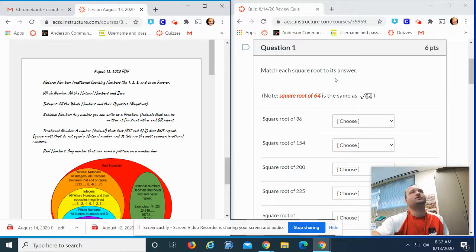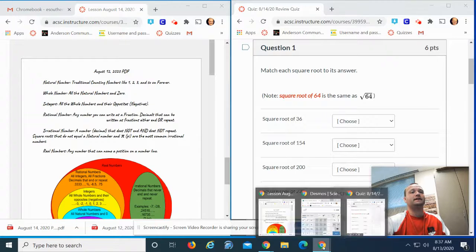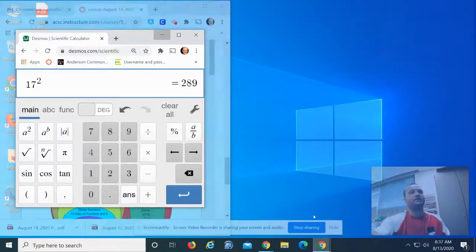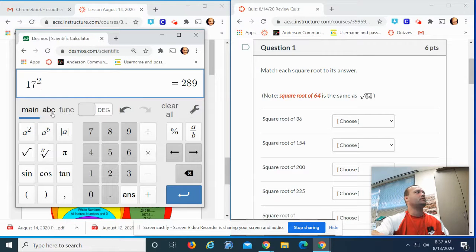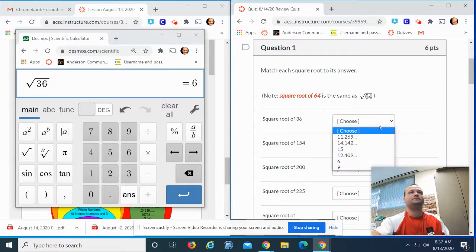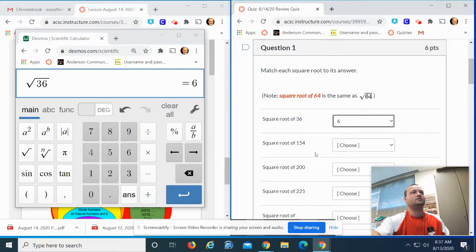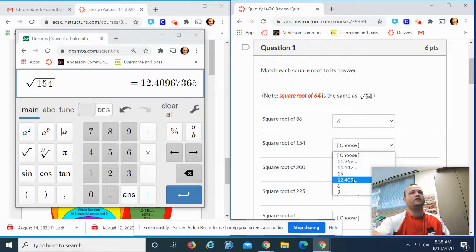It says match each square root to its answers. So the first thing I would do is, okay, it wants to know the exact square root of things. So I'm going to use Desmos's calculator. I would have it minimized so I could access it whenever I want. We're going to start here, where it says square root of 36. Square root of 36 is 6. Square root of 154. So then I would do square root of 154, and it says 12.40. So I would go to the answer, 12.40, and then I would clear it again and go to the next one.